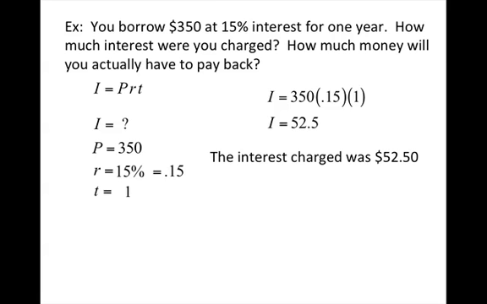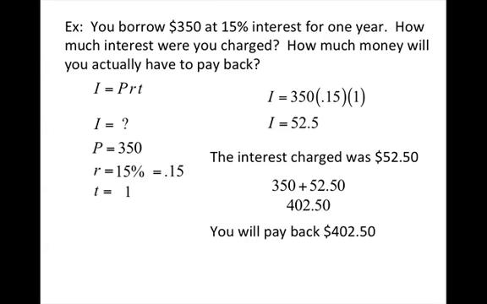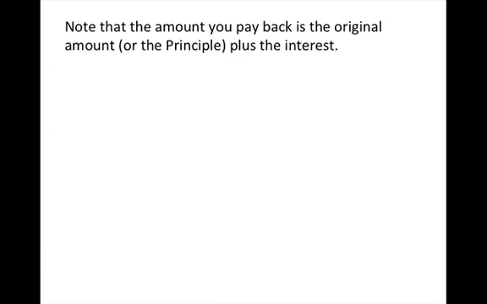Now if we want to find out how much money we will actually pay back, we're paying back the initial $350 that we borrowed plus the $52.50 in interest. If we add these, we get $402.50. So we're actually paying back $402.50. So note, the amount you pay back is the original amount, or the principal, plus the interest.